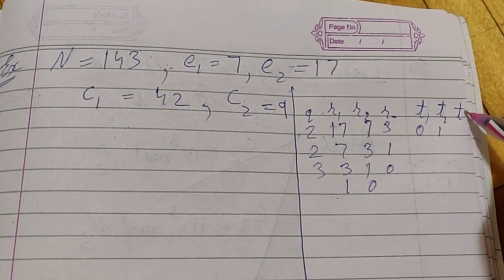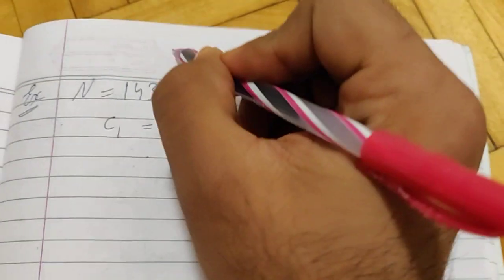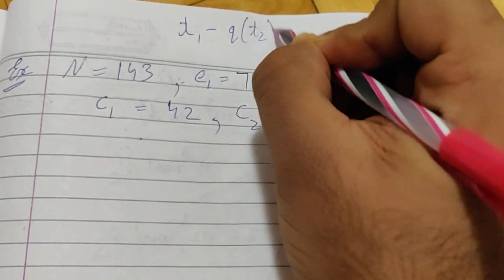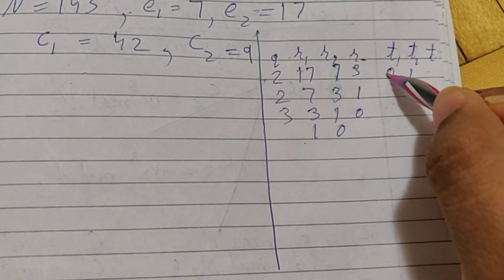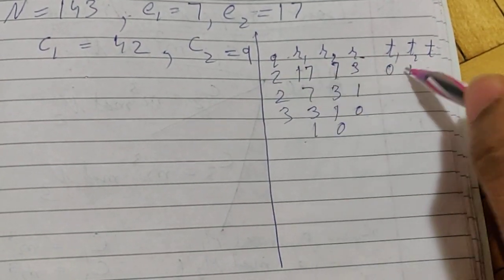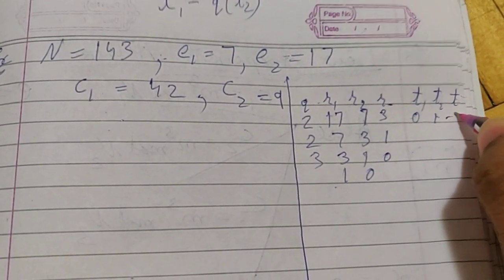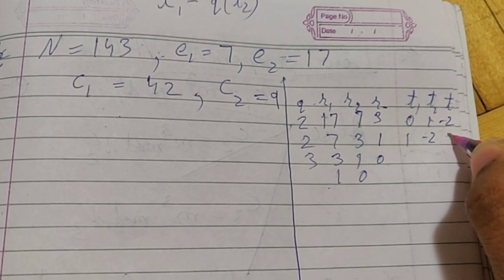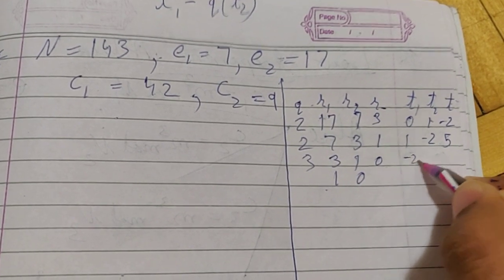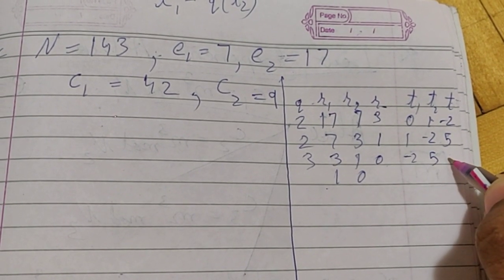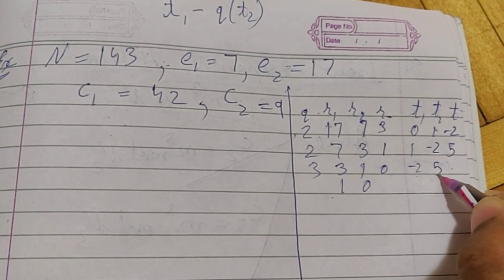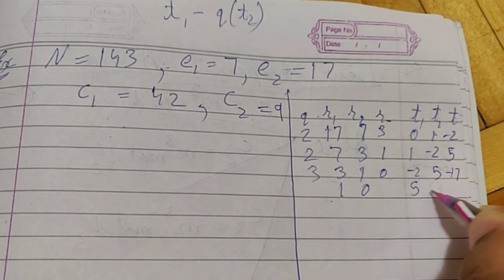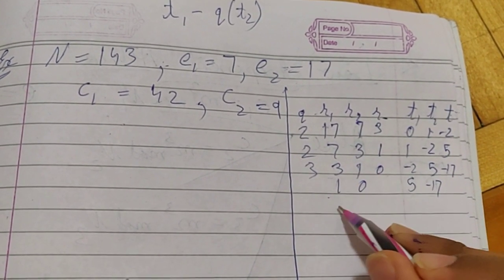Here, initially T1 and T2 will be 0 and 1, and as we all know, to find T, the formula is T1 minus q into T2. So here T1 is 0, minus q into T2, 2 into 1, so 0 minus 2, that is minus 2. Shift them. Again here we will get plus 5. Then minus 2, 5, and here it will be minus 2 minus 15, that is minus 17. So 5, minus 17. Okay, we stop at the same level.